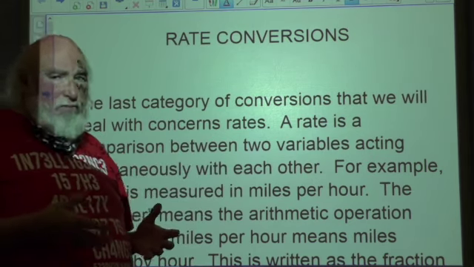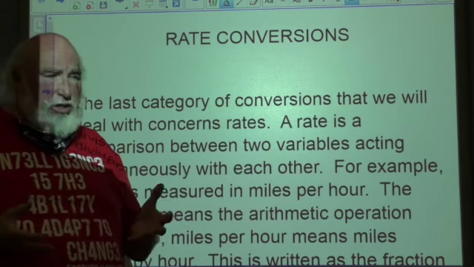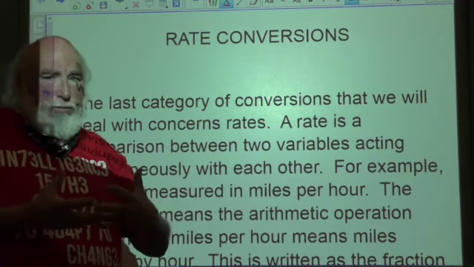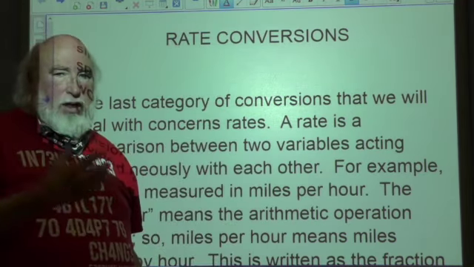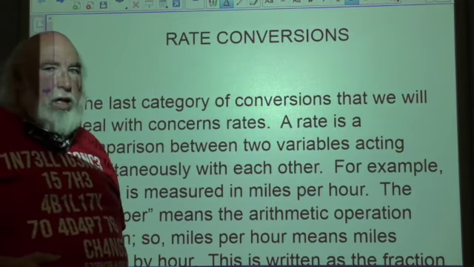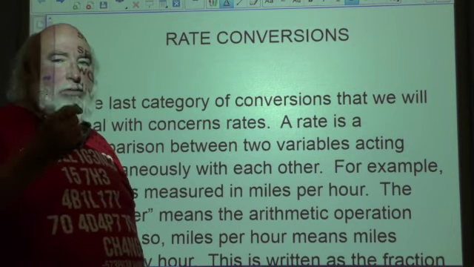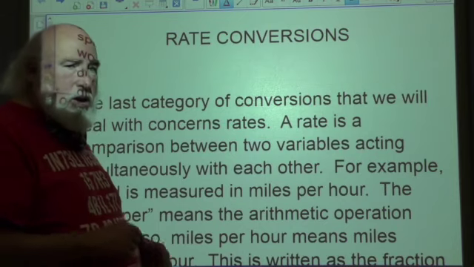The per means divided by. So it's a fraction, which is a division statement, but the word per is telling you that you have a fraction where the numerator would be like 70 miles and the denominator would be 1 hour. Even though we don't say 70 miles per 1 hour, when we say 70 miles per hour, we mean exactly that, 70 miles divided by 1 hour. And we're going to use that in our conversions.